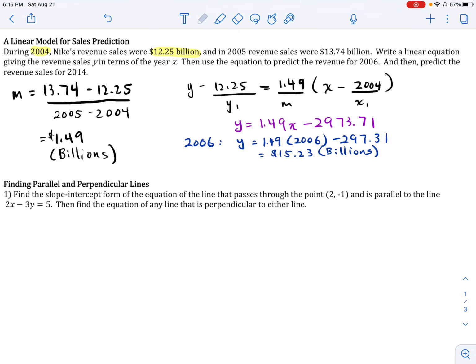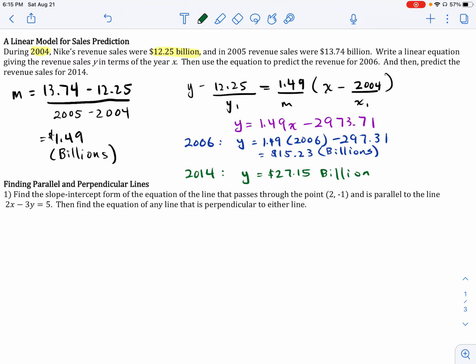Now, if you want to find the revenue in, let's say, for example, 2014, which is a ways off, well, while you're watching it now, it's way back, we can say y is equal to, and take a moment, plug everything in, you should get $27.15 billion. Okay. All right, let's try the next one.